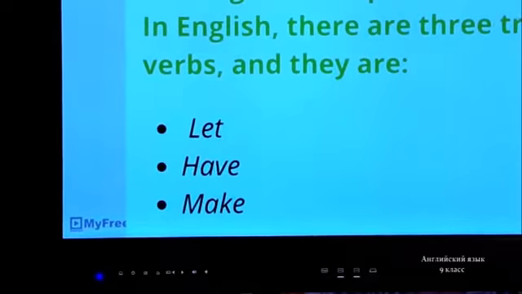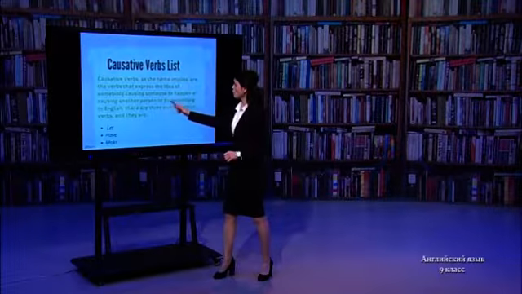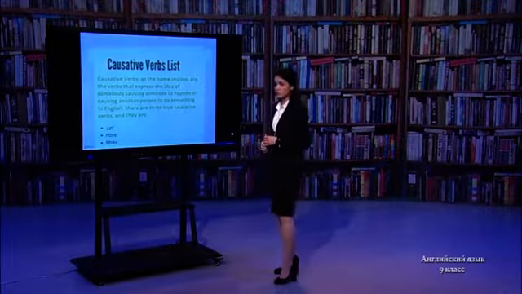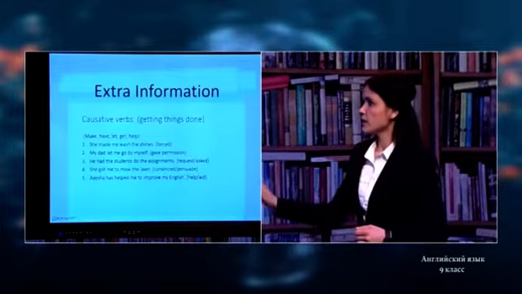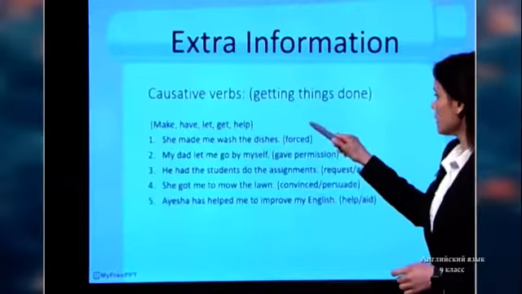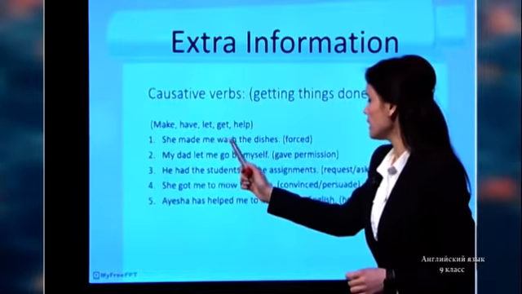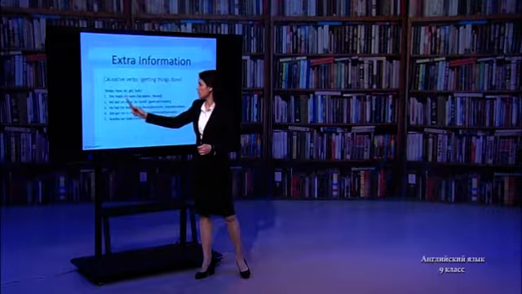For example, you see, somebody causing someone to happen or causing another person to do something. In English, there are 3 true causative words, and they are let, have, make. See, extra information. In this structure, you can see some examples. She made me wash the dishes. You see the difference. She made me.